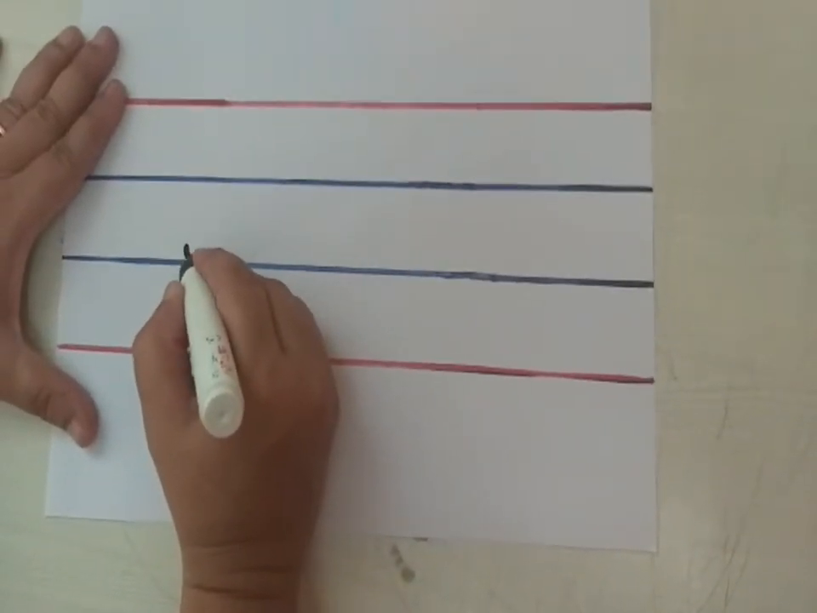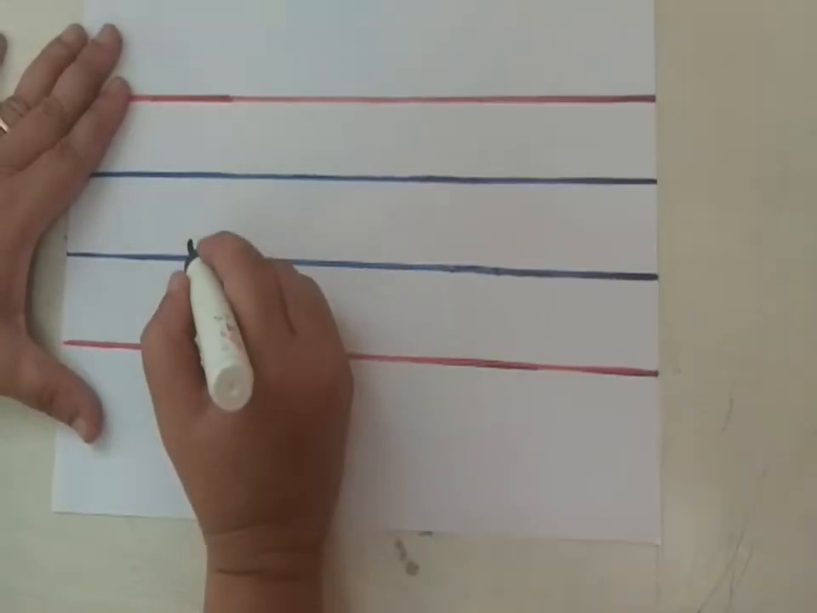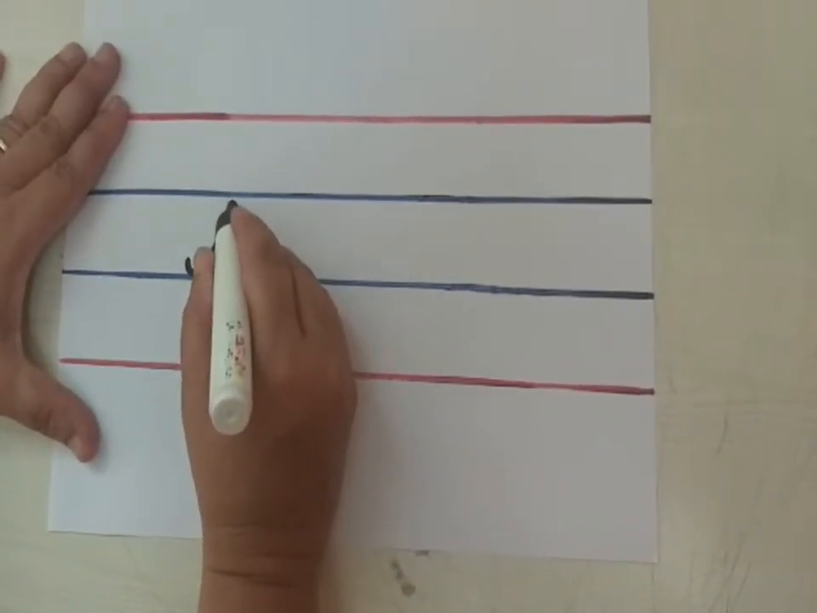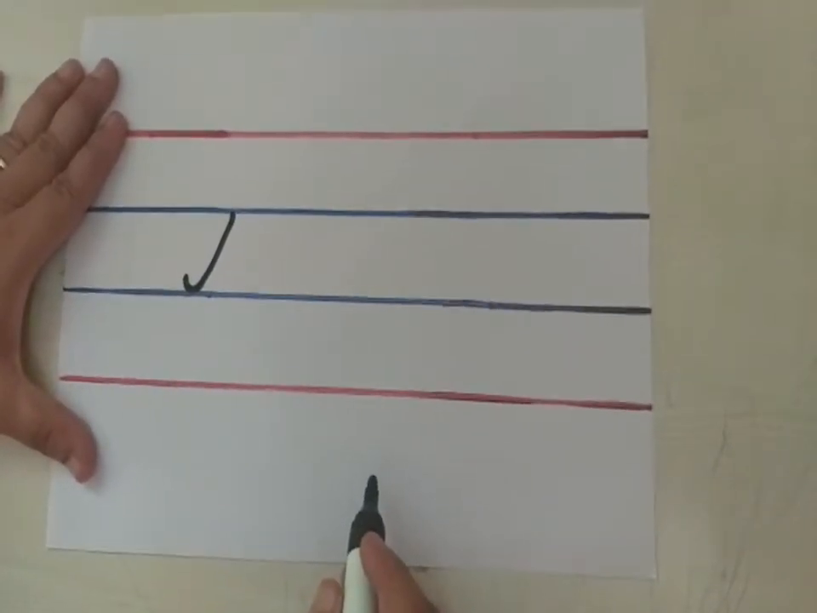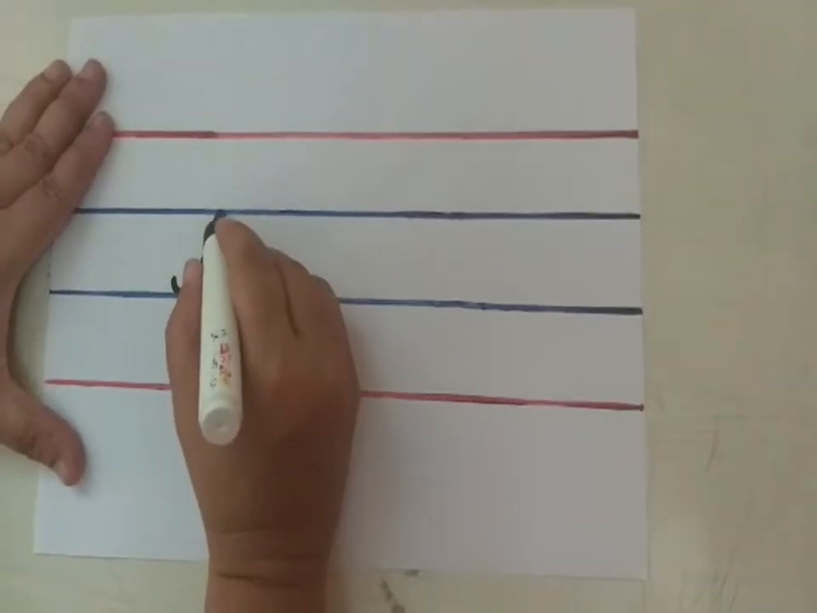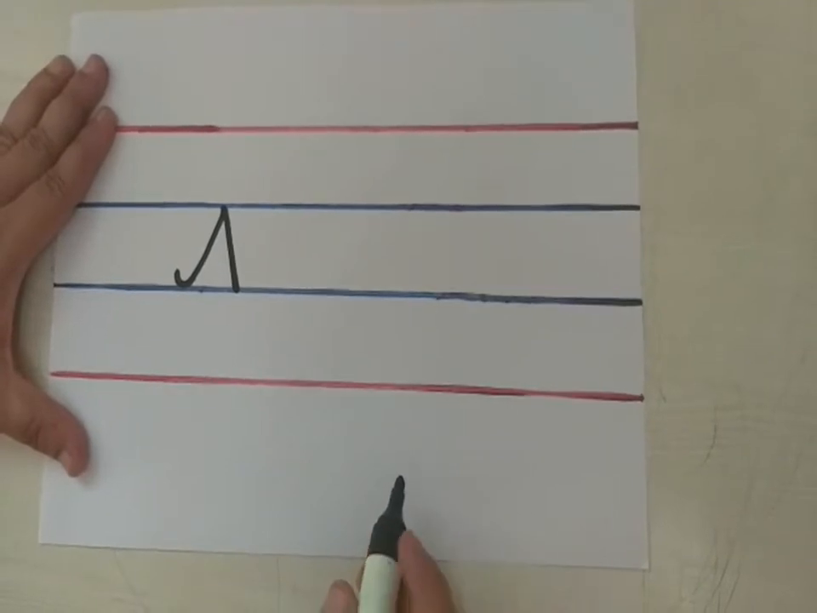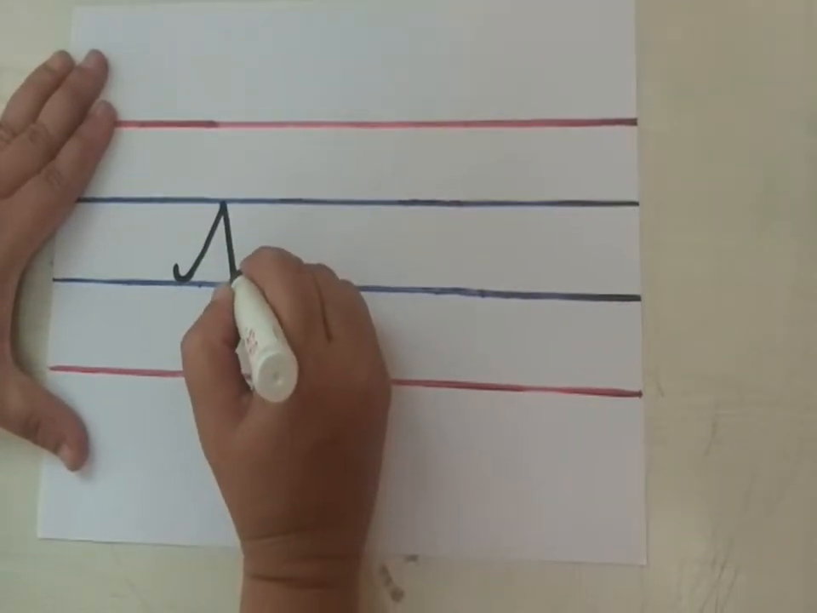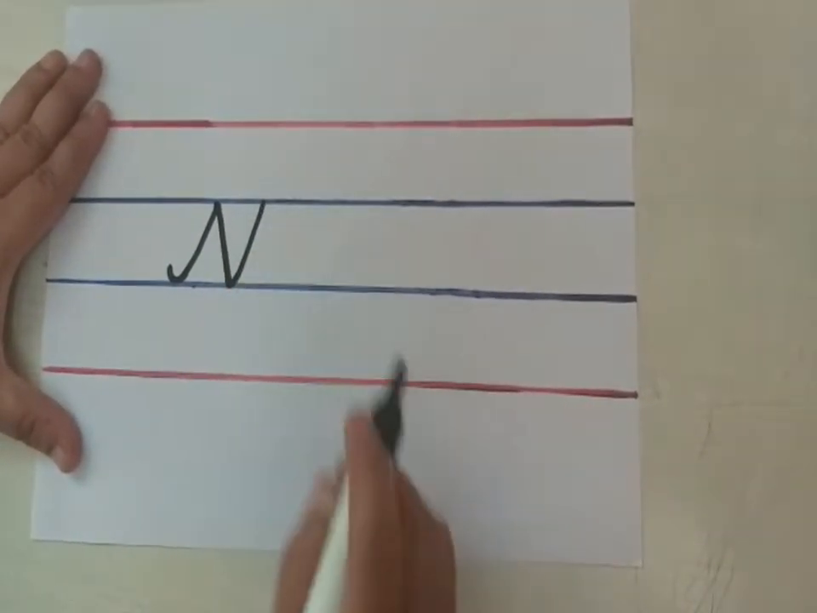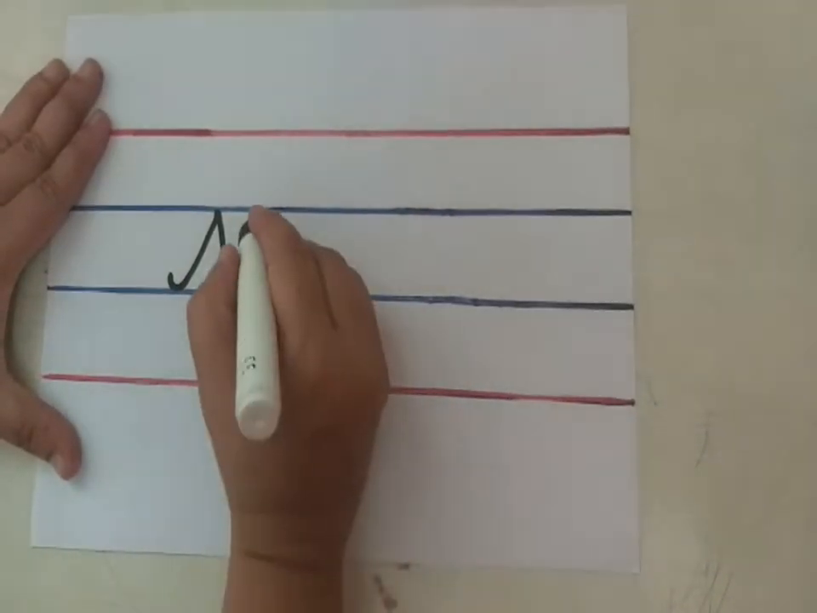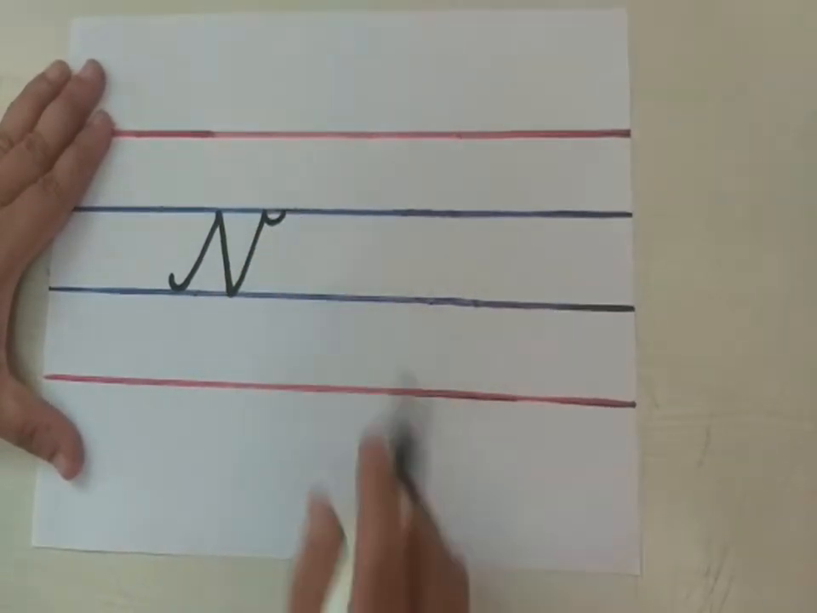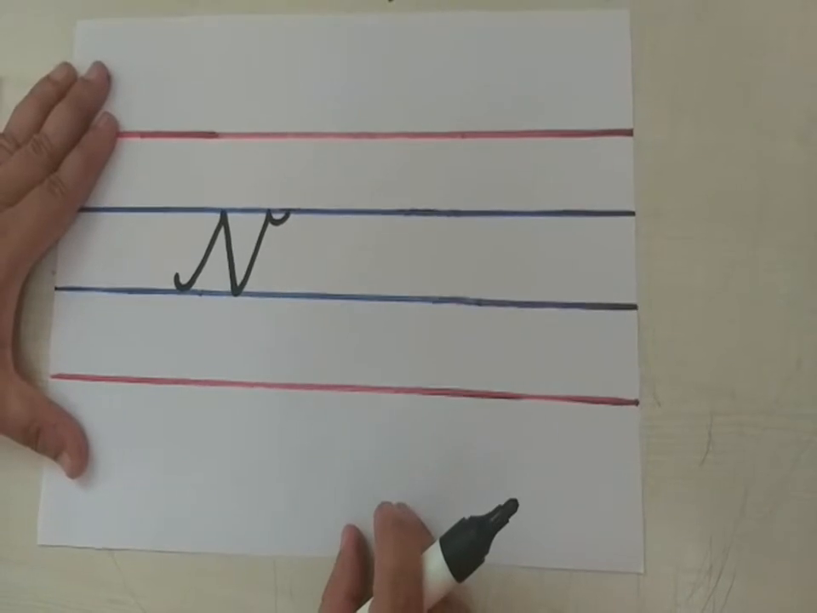Take a small curve. Okay. Go up to the second blue line. Like slanting line you have to go, children. Again come down to the third blue line. Okay. Again go up to the second blue line. Slanting line, children. And make a small curve. This is small cursive V.